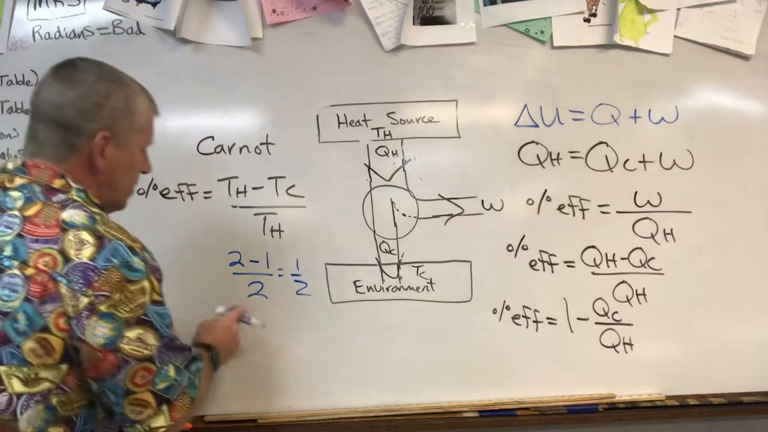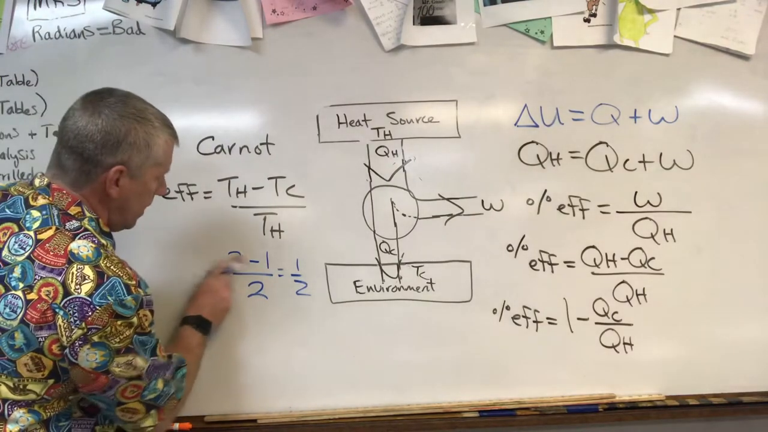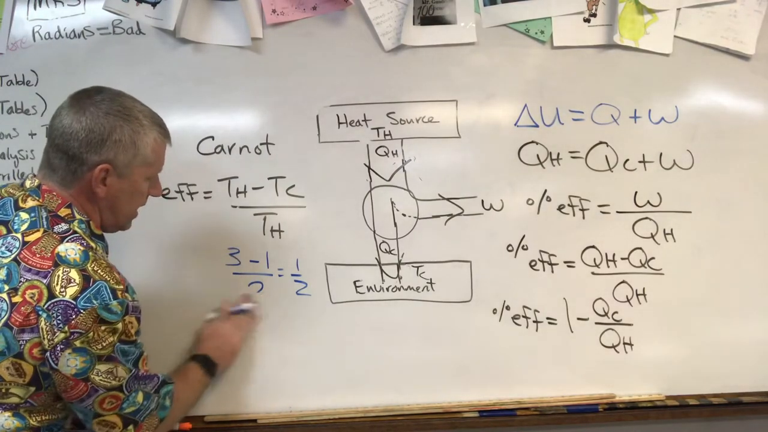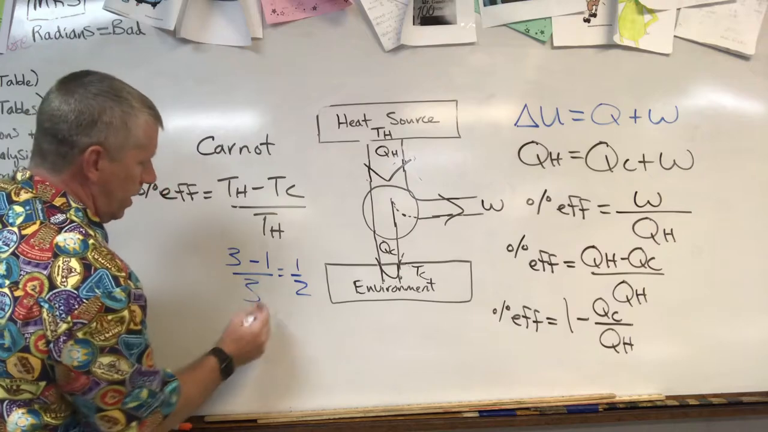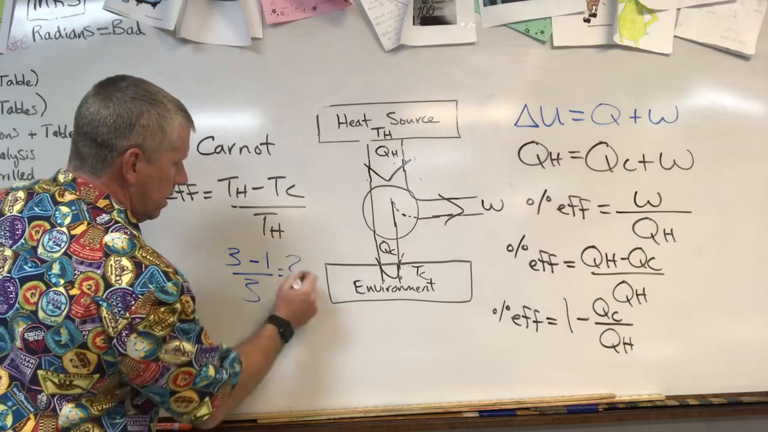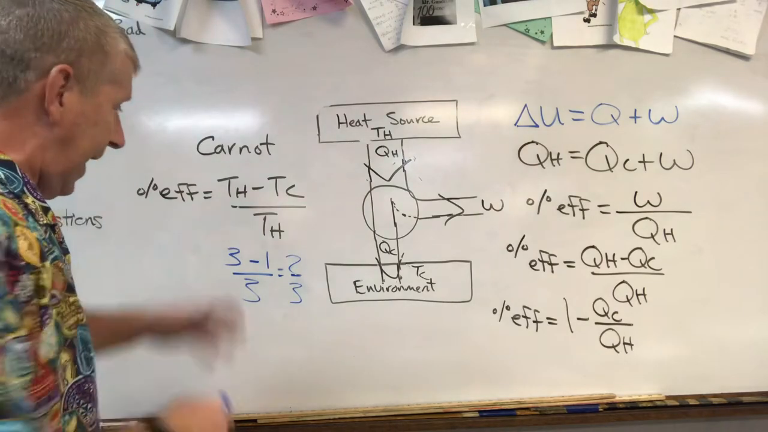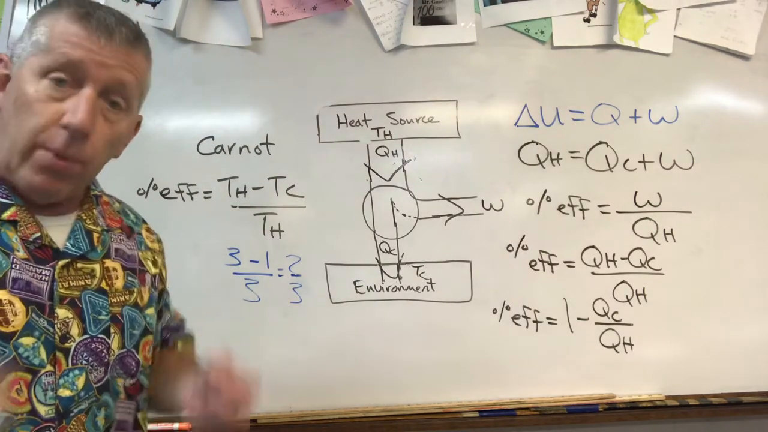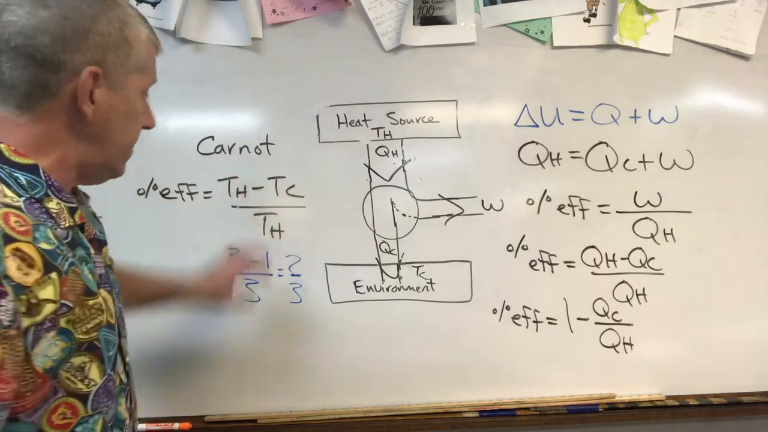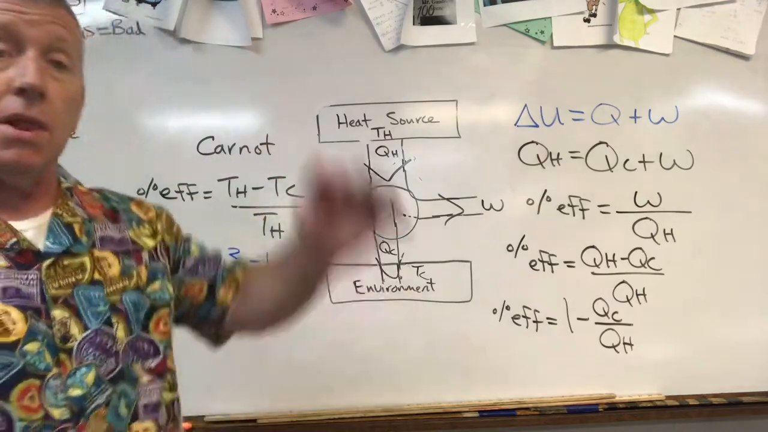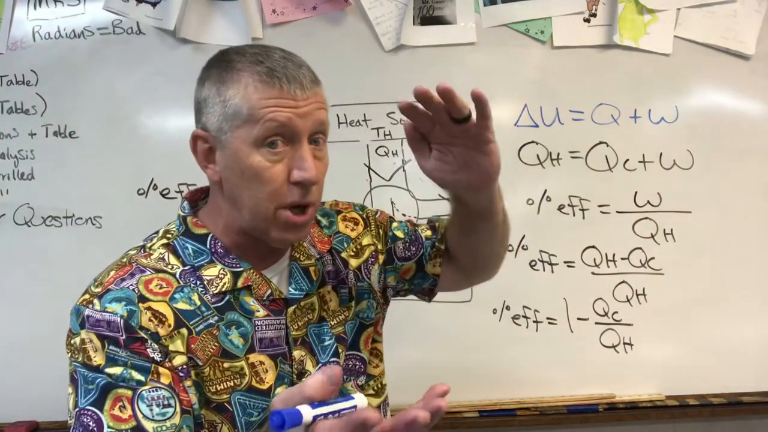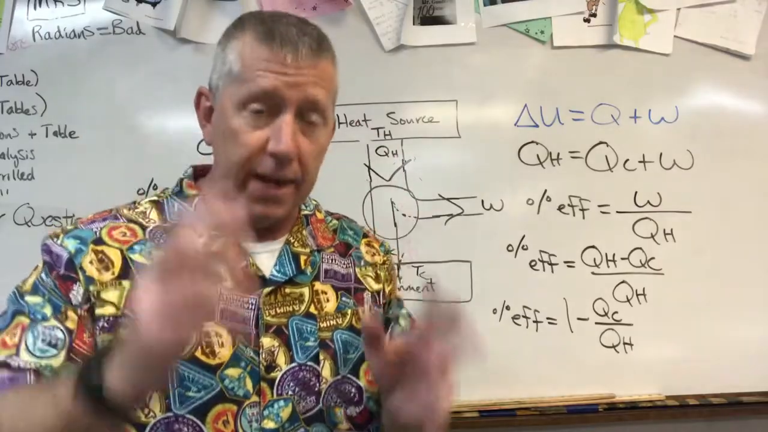All right, so now let's crank up the heat. Let's make the heat inside the engine 3. 3 minus 1 is 2. 2 over 3 is 2/3. Look at that. No, they don't just cancel out. What happens is the higher you go in temperature, the more efficient your heat engine is, because it's a larger differential in temperature that's going to make more available heat to do work.